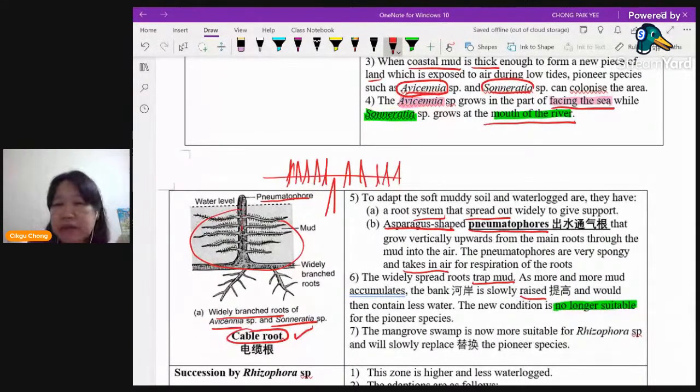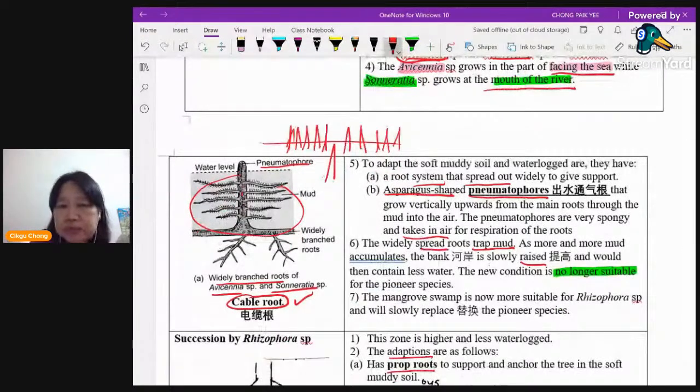After many years of staying there, these roots will trap mud, so more and more mud will be trapped. We're not talking about one or two days, but many years. The river brings in a lot of mud, so as time goes by, the layer of soil at the Kuala Sungai becomes thicker and thicker. More and more mud accumulates, and the bank, the tebing sungai, the side, slowly becomes higher and higher because more mud comes down.